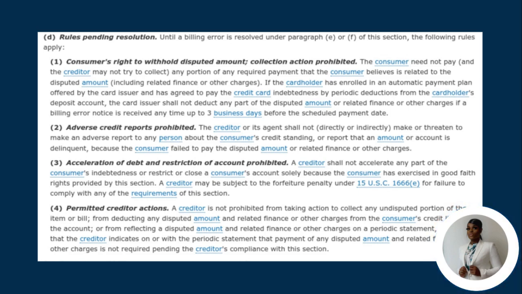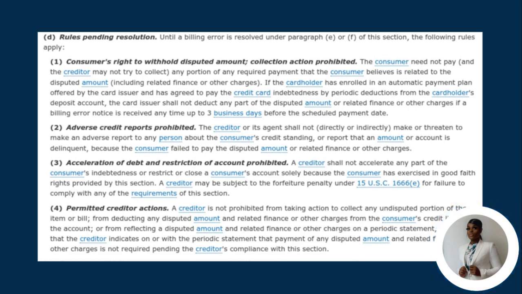So what does that mean? It means the consumer need not pay, and the creditor may not try to collect. Do not pay, do not collect. This law is what places your bills in that do-not-pay, do-not-collect status. Until the billing error is resolved, the consumer need not pay and the creditor may not try to collect any portion of the required payment that the consumer believes is related to the disputed amount, inclusive of any related finance or other charges.